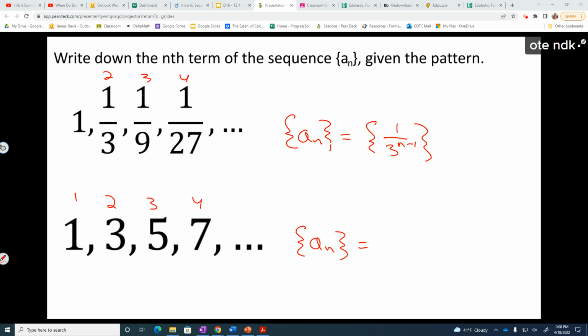You multiply it by 2. Okay. You subtract 1. Yeah, good. So 2n minus 1. You plug in 1, it's going to be 2 minus 1, which is 1. You plug in 2, it'd be 4 minus 1, which is 3. Plug in 3, it'd be 6 minus 1, which is 5. Plug in 4, 2 times 4, 8 minus 1, 7.